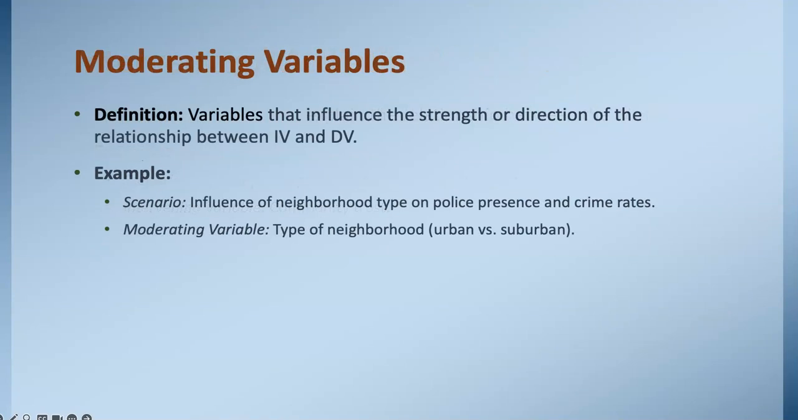Next, let's talk about moderating variables. These variables influence the strength or direction of the relationship between the independent and dependent variable. Taking our previous study, the type of neighborhood, whether urban or suburban, might be a moderating variable. The police presence might reduce crime rates more significantly in urban areas compared to suburban areas. And remember, too, that we could look at that intervening variable of community trust.